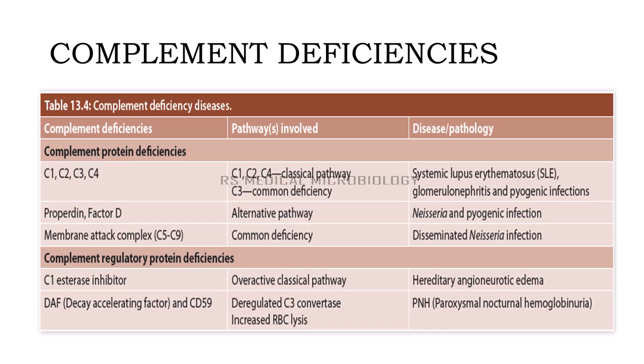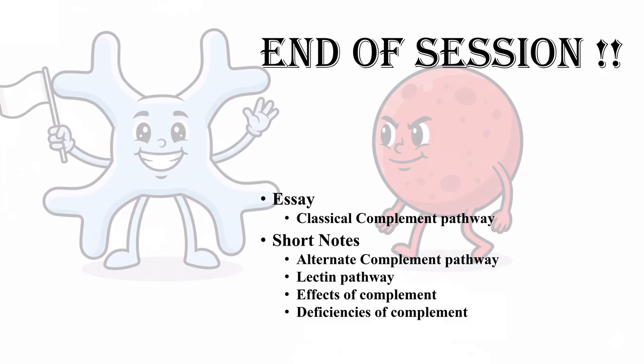Now, when there's a deficiency of regulatory proteins like C1 esterase inhibitor, what will happen? The classical pathway will act in a hyperactive manner, leading to hereditary angioneurotic edema. If the decay accelerating factor, that is CD55, is deficient, what will happen? There will be a deregulated C3 convertase, which increases RBC lysis. So that can cause paroxysmal nocturnal hemoglobinuria. So this is the overall presentation of the complement system.